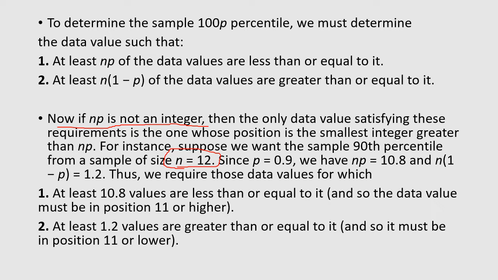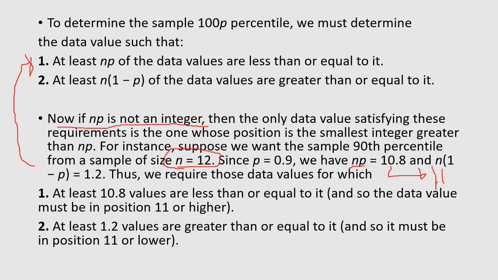You see here, you go back to the first one, and p. Since we are interested in the 90th percentile, p equals, you have to convert it to decimals, 90th percentile means divided by 100, so that's 0.9. We have np, n times p, is 10.8. Now, it's not an integer, so what do you do? The closest integer to 10.8 is 11, right?